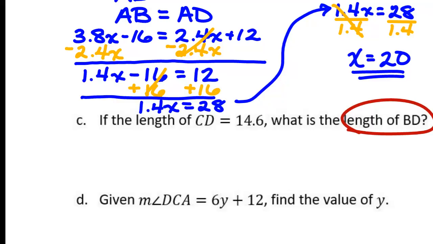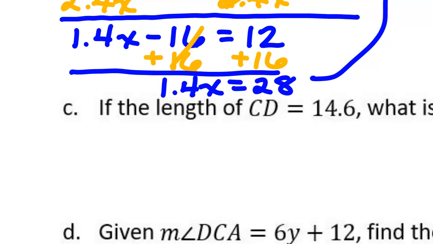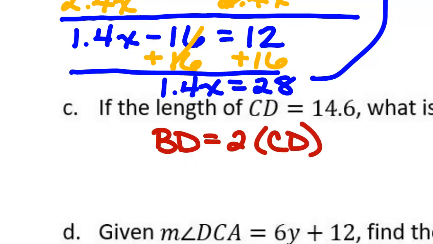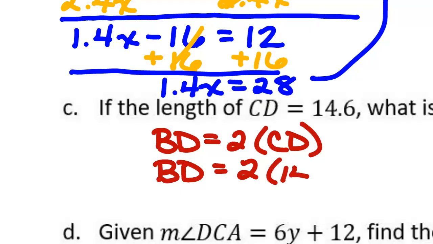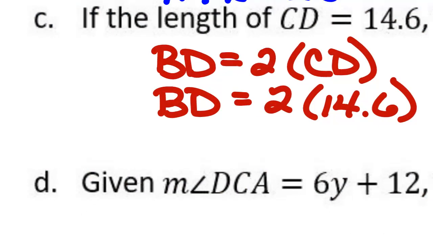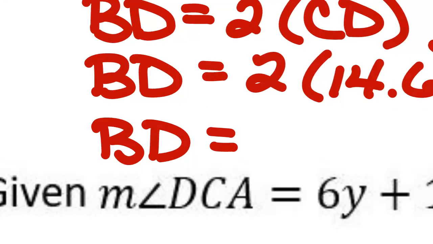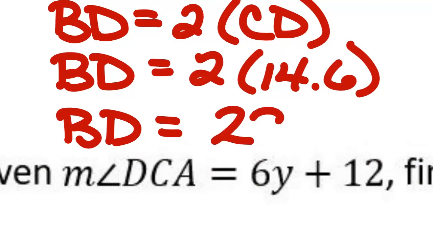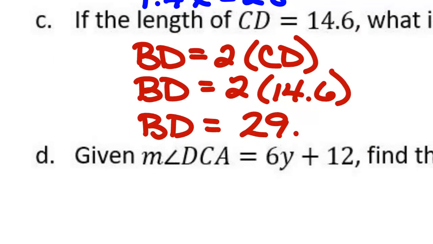You can do it either way. You can add them together or you can times it by 2. You should get the same answer. BD is equal to 2 times the length of CD. So BD is equal to 2 times 14.6 or 14.6 plus 14.6. So that means BD is how big? 29 point, how much? Not 0.6, 2. There we go, 29.2.